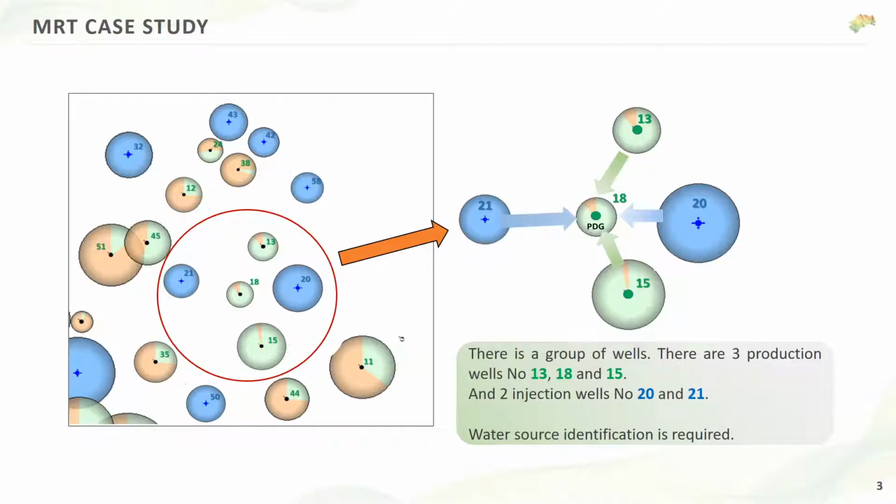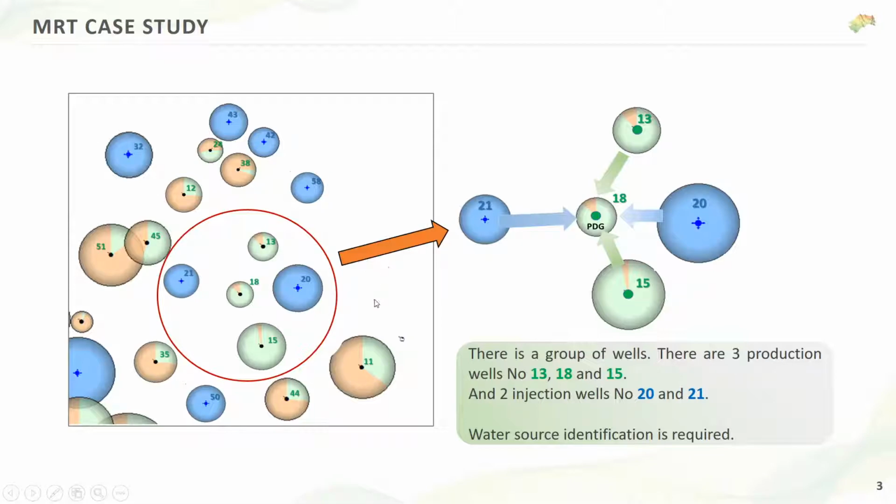So what is it? Let me show you on one of the case studies. For example, this was a relatively big field and there was a problem area. There was a well number 18 with water cut increase and oil production decrease, and it was not 100% clear which of the injector wells affects our production and damages it.